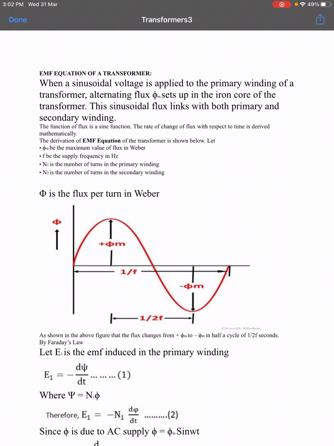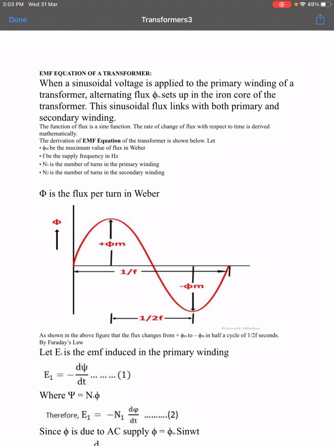Phi m is the maximum value of the flux. We can represent the maximum value of the flux by phi m, and flux is measured in Webers. F is the supply frequency. In AC we have frequency, so f is nothing but frequency, and frequency is measured in hertz.